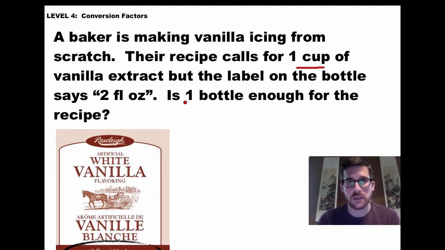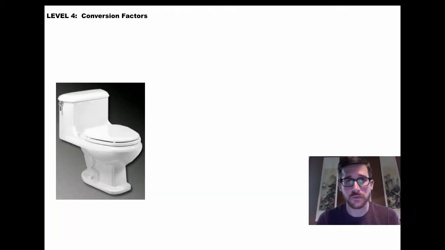But the question here is, if the recipe is asking for 1 cup of this extract, but the label says 2 fluid ounces on it, is 1 bottle enough? Really, what that question is, is 1 cup equal to 2 fluid ounces? And unless you know how to do conversion factors, you're probably not sure how to answer that question.